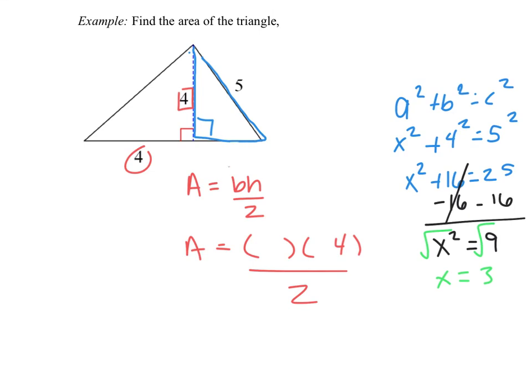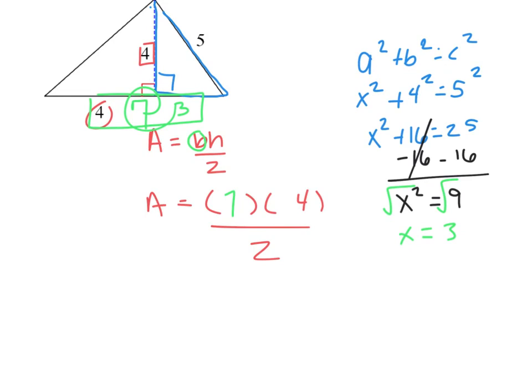So I'm going to go back to my image and put a 3 in. And I need my base, so I know 4 plus 3 is 7. That's the length of my whole base. So now I'm just going to do 7 times 4, which is 28. 28 divided by 2, which is 14. So your area is 14 units squared. And that's your final answer.